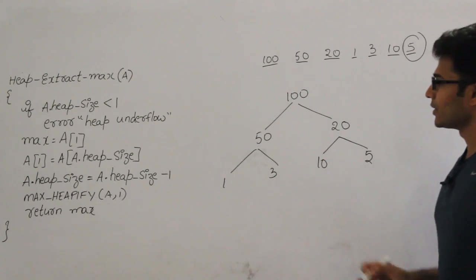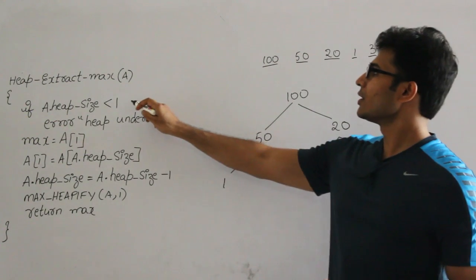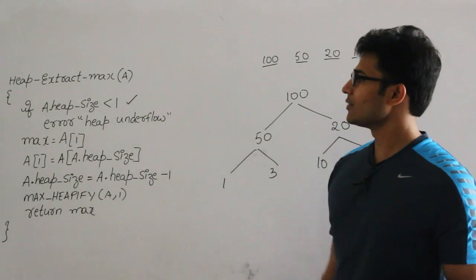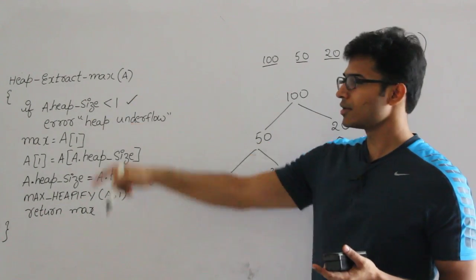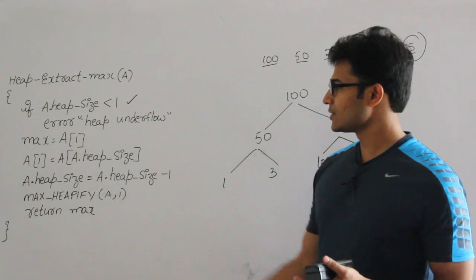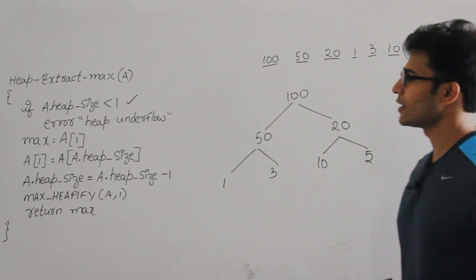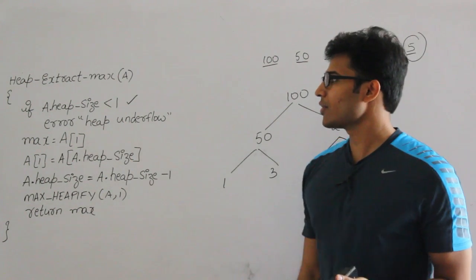If this is the input given, what does the first step do? This line will check if the heap has at least one element. If the heap does not have at least one element, then the heap size will be less than 0, and obviously we cannot apply anything on that, right? And the next step is, we have to find the maximum.